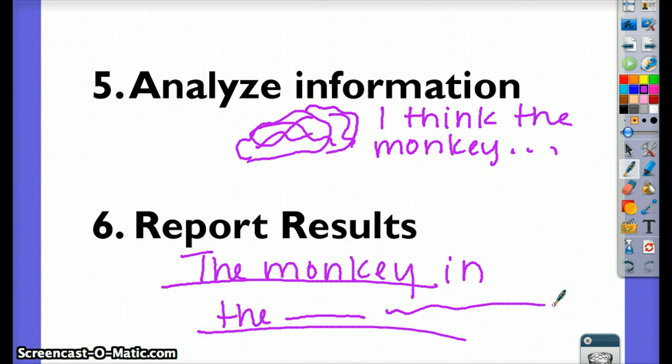Okay? And that is a simple experiment for the steps of the scientific method. You do need to have those memorized, whether you're in 5th grade or 6th grade, because we will use those all during the year for any experiment that we do.